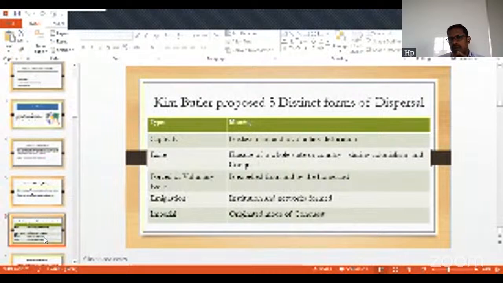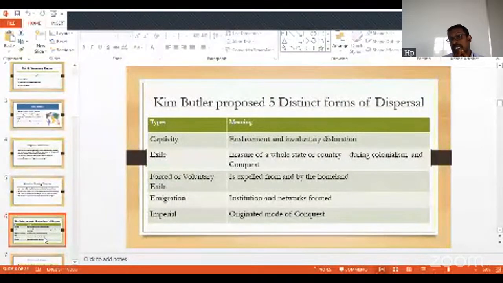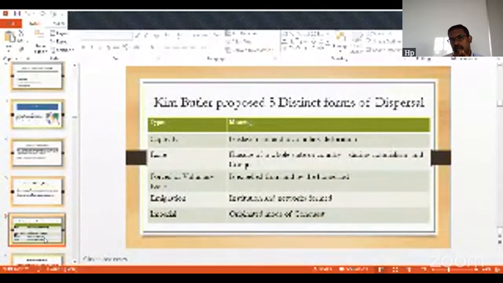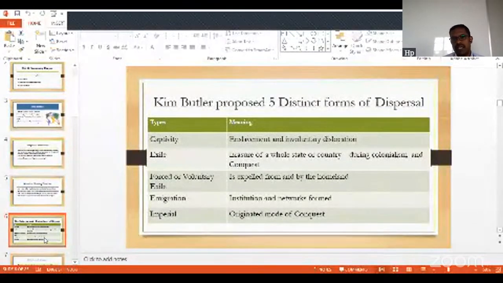Kim Butler, one of the leading sociologists, has given five distinct forms of dispersal: why or how a person moves from one place to another, or how one is treated in a particular place, and what makes them move. The first one is captivity. It is enslavement, or involuntary dislocation.